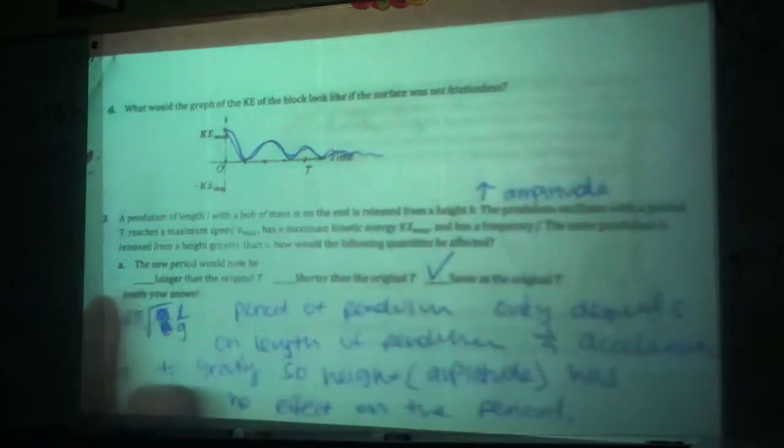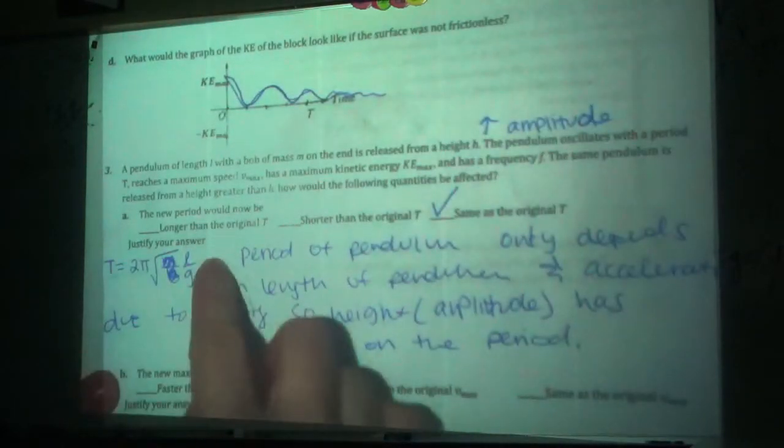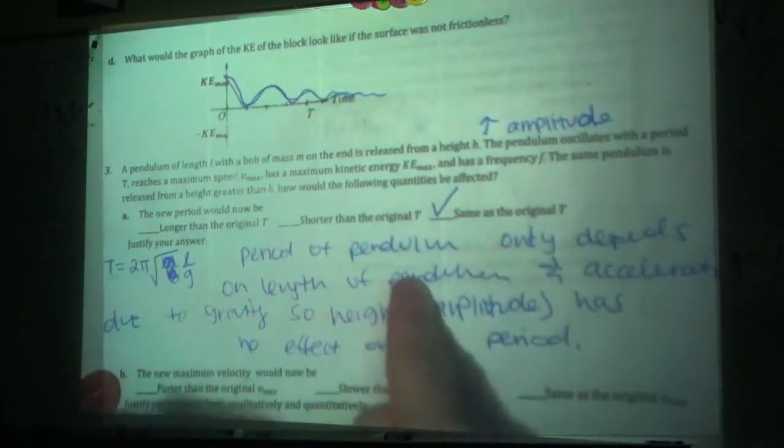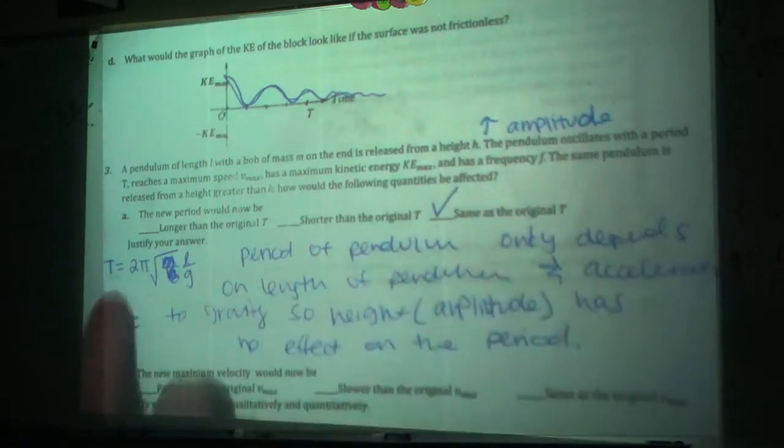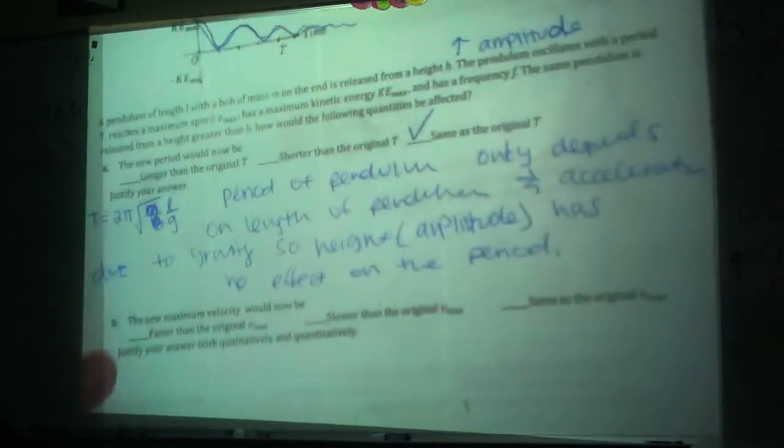Right, if you're looking, you can write this equation off to the side. The only thing that matters is length and g, acceleration due to gravity. So the height that it is dropped from, or the amplitude, has no effect on the period T. Now, my new maximum velocity.